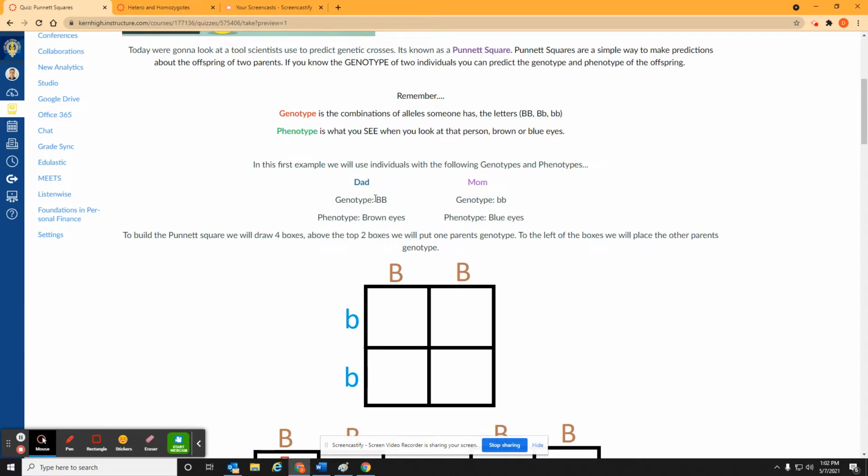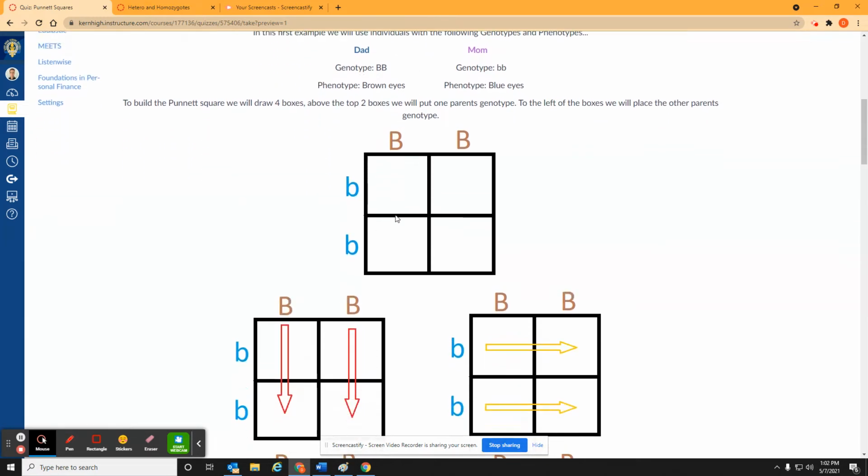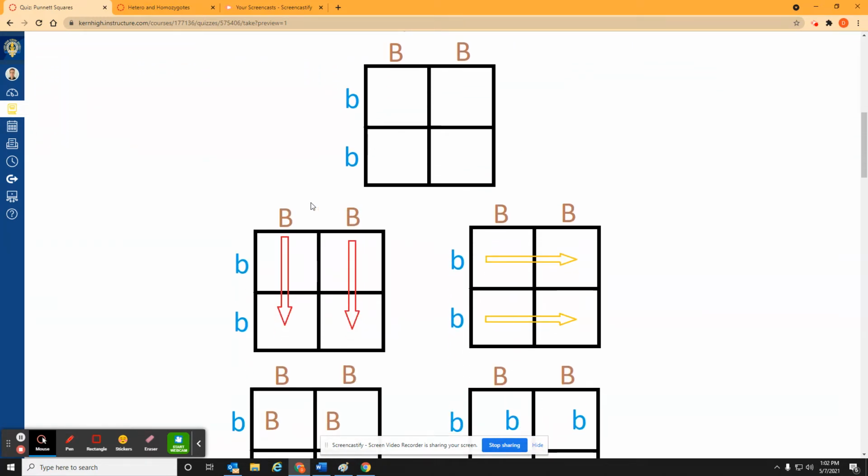Dad is capital B, capital B, mom is lowercase b, lowercase b, and so we have the Punnett square here. Now, you're going to cross the genetics by filling in the boxes with the letter from the top. You see the capital B's on the top, so I'm going to fill in these two boxes with a capital B. I'm also going to go to the right with it: here, lowercase b, and here, lowercase b.